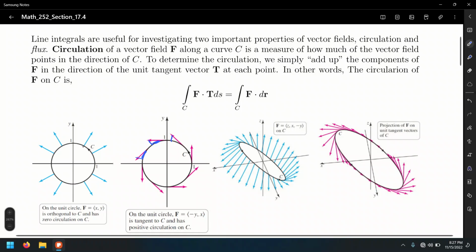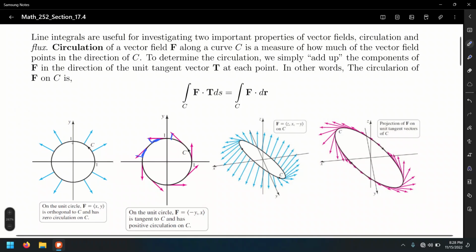In this case, notice these orthogonal vectors. These vectors are pointing out of the circle, and in this case, those vectors are not moving any particle around the circle. In fact, these are actually trying to put the particle outside of the circle. And well, that happens sometimes.